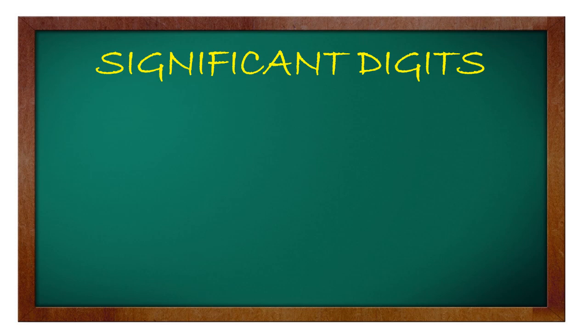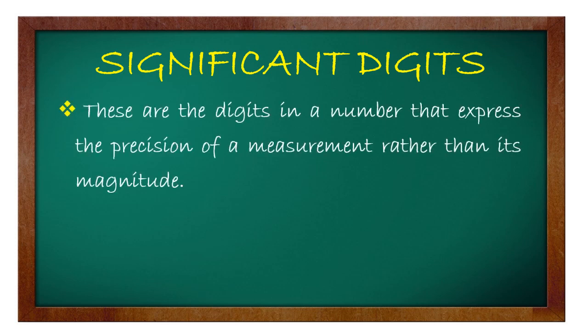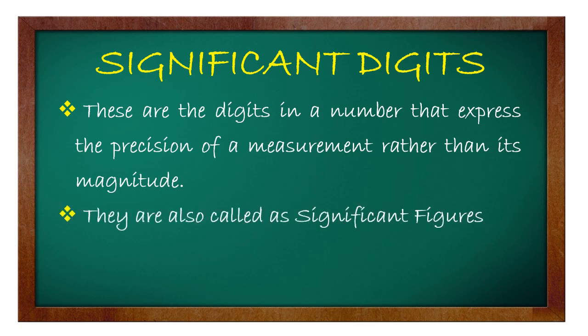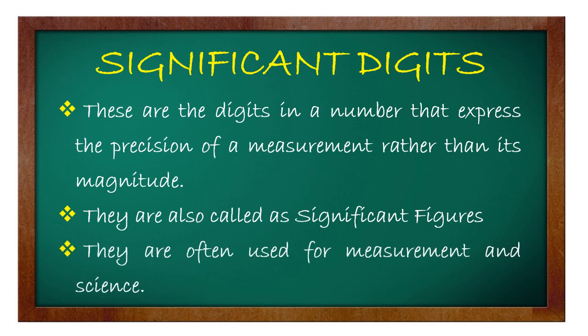Okay? So when we say significant digits, these are the digits in a number that express the precision of a measurement rather than its magnitude. So, ibig sabihin, these are the numbers of digits in a value that contribute to the degree of accuracy of the value. Sometimes, or most of the time, rather, significant digits are also called as significant figures, and they are often used for measurement and science.